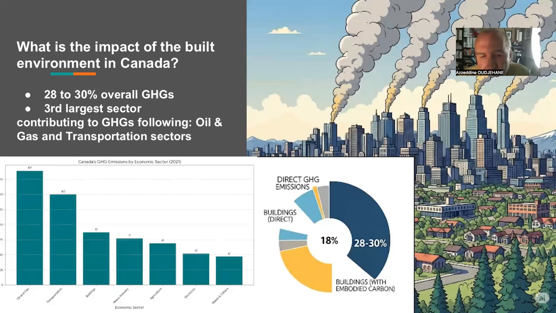In Canada, when you look at the stats from Natural Resources Canada, NRCan, the built environment contributes up to 30%, a third overall, and it's 3rd place behind the oil and gas sector and the transportation sector.